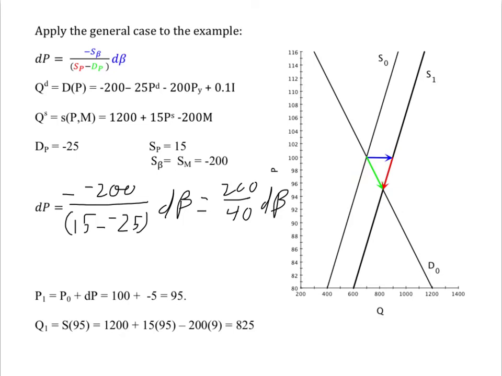Okay, in our example, dP is going to be equal to 5 times the difference between the new value of M, 9, minus the old value of M, the original value, 10, or negative 5. The new equilibrium price is the sum of the old price and the change in price, so 95. Plugging 95 back into the original supply function and applying the new value of M yields the new equilibrium quantity of 825.